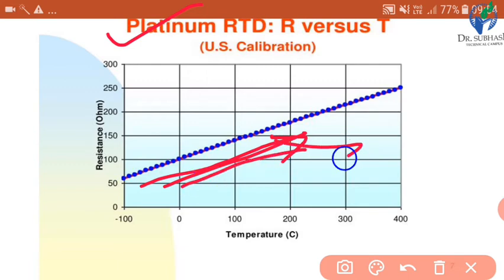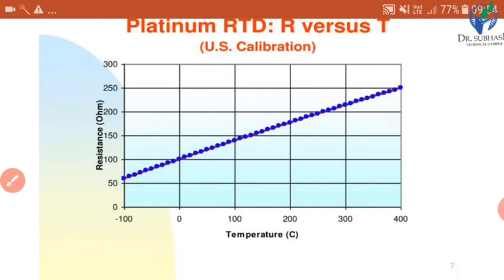So this relation should be linear for an RTD, and the graph for RTDs of different materials is somewhat different, but almost its relationship should be linear.